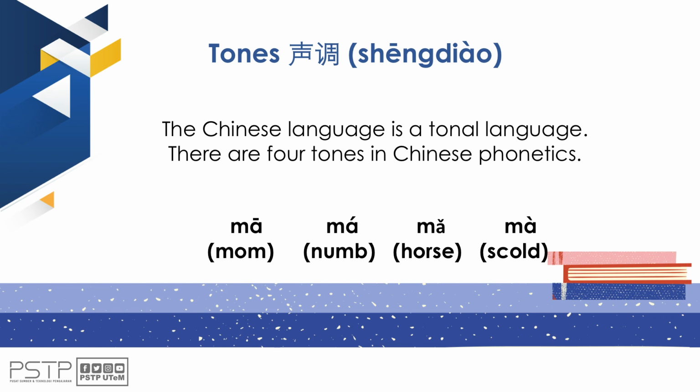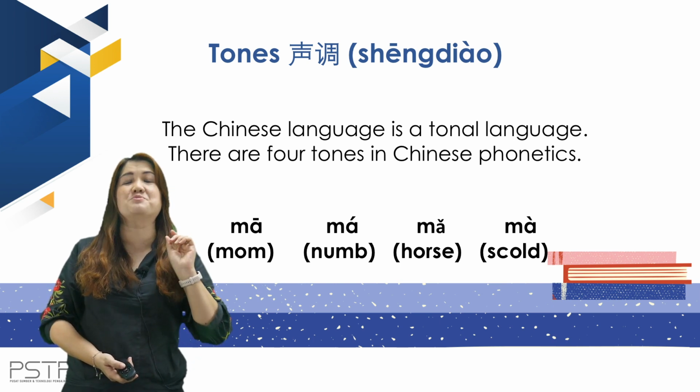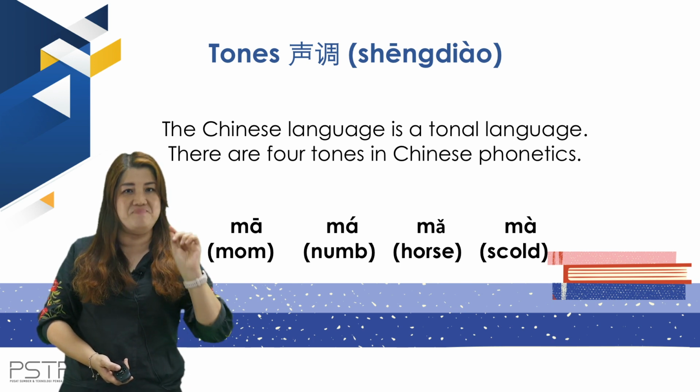Just now I mentioned there are three elements in Chinese phonetics. One of them is tone. In Mandarin, we call it 声调. The Chinese language is a tonal language. There are 4 tones in Chinese phonetics. So make sure you are able to pronounce the tone correctly, because it will bring different meaning.